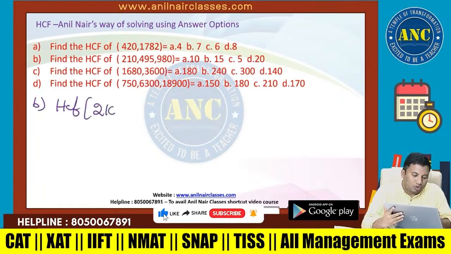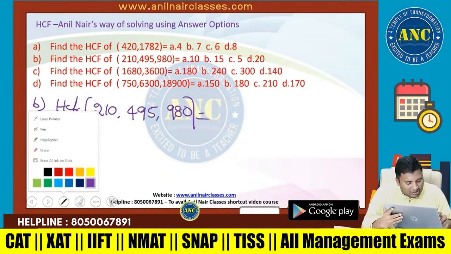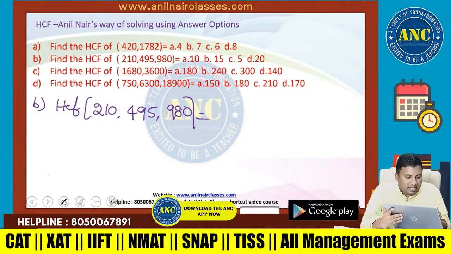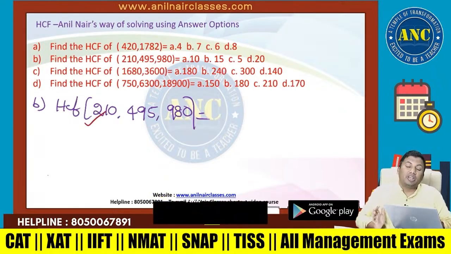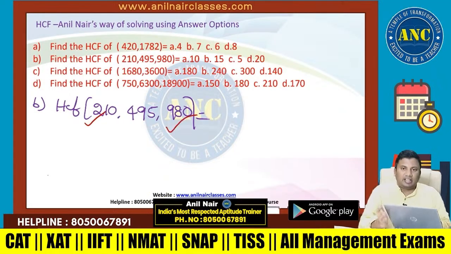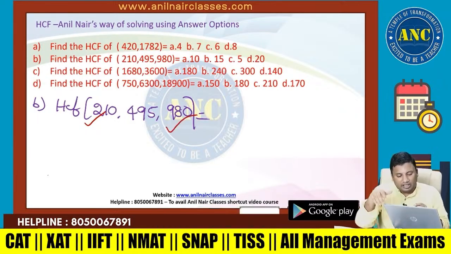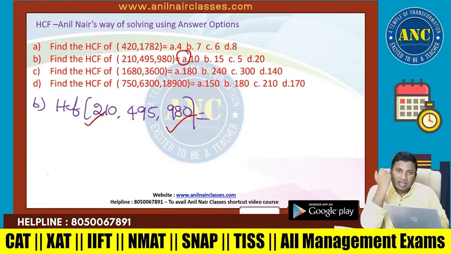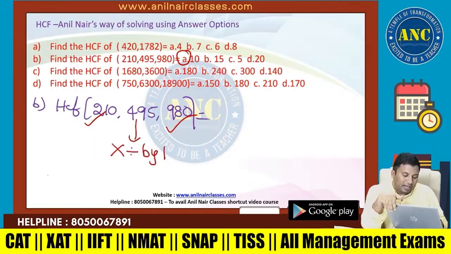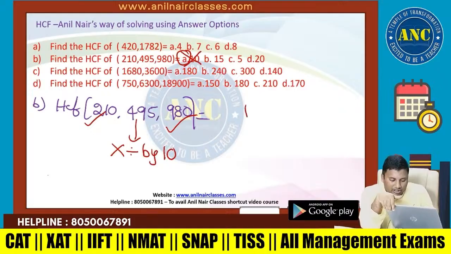H.C.F of 210, 495, 980. Listen, go by the answer options. 210 is divisible by 10 because the unit digit is 0. 980 is divisible by 10 because the unit digit is 0. If I take the first option, 10, that is also divisible by 10, so 495 should be divisible by 10. 495 is not divisible by 10. 10 is incorrect.